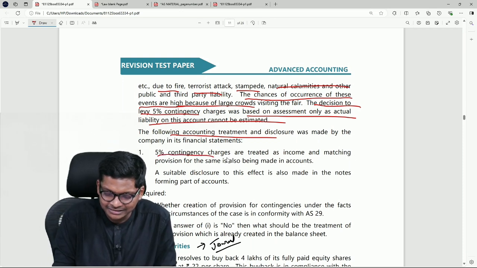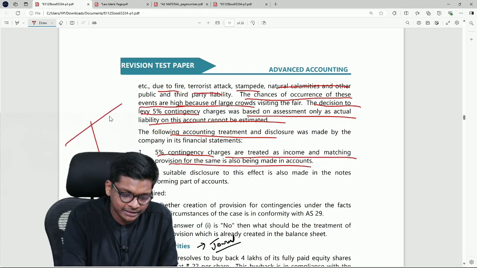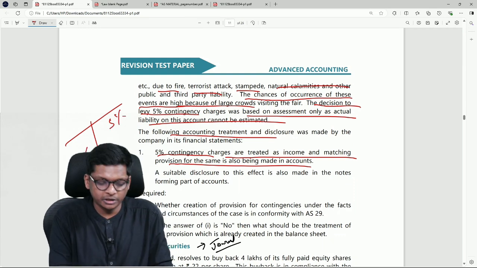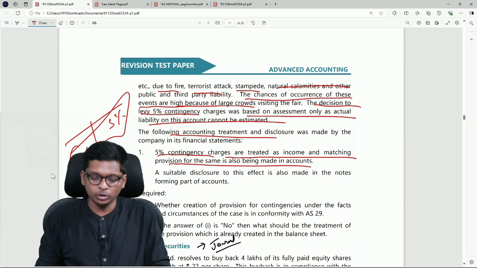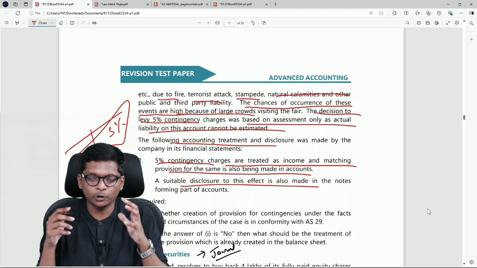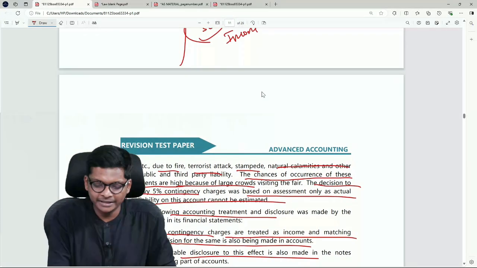5% contingency charges are treated as income and a matching provision is also made in the accounts. What they are saying is, 5% income is shown, similarly 5% provision is shown, so I am setting off both. A suitable disclosure is also made in the books of accounts. I hope you are understanding, guys, what the company is doing.